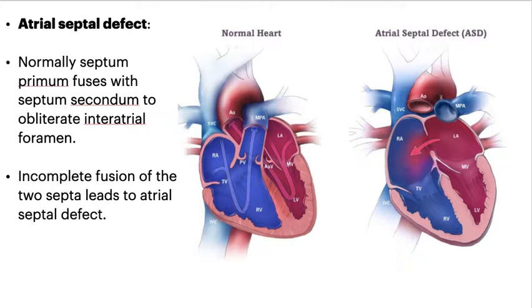Right. So, what is the atrial septal defect? Normally, the septum primum fuses with the septum secundum to obliterate the interatrial foramen. Incomplete fusion of the two septa leads to atrial septal defect, or the ASD.